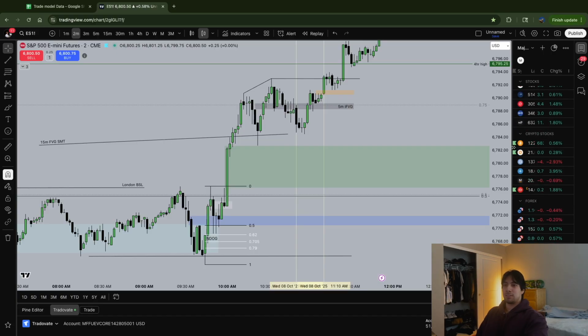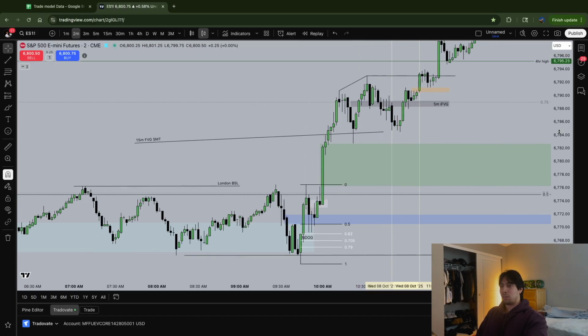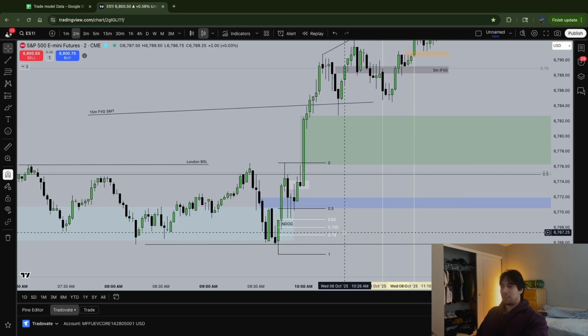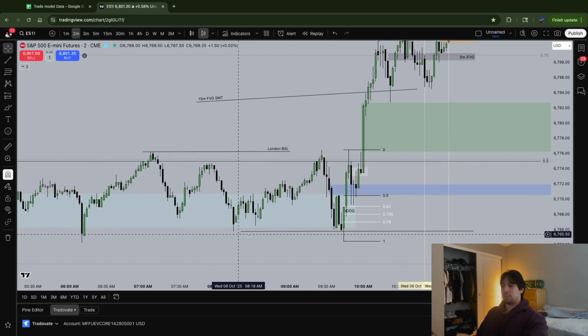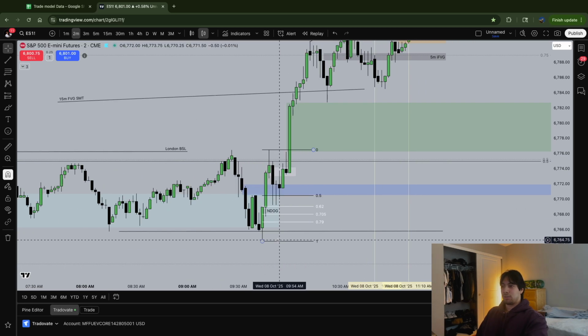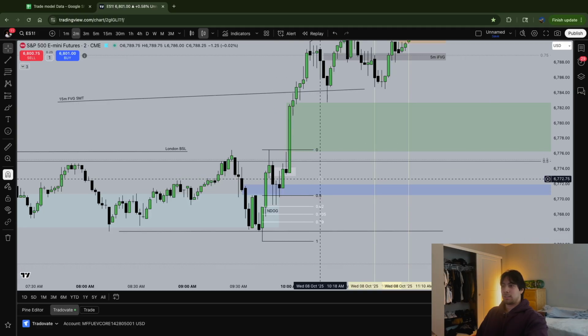Not even too many, it's just in the wrong order of how I view it. Anyway, that's why I'm looking here. We took London first, but that was in pre-session, pre-New York session. And then we took initial low, which is that low. Took initial low, OTE, come into discount, move up.